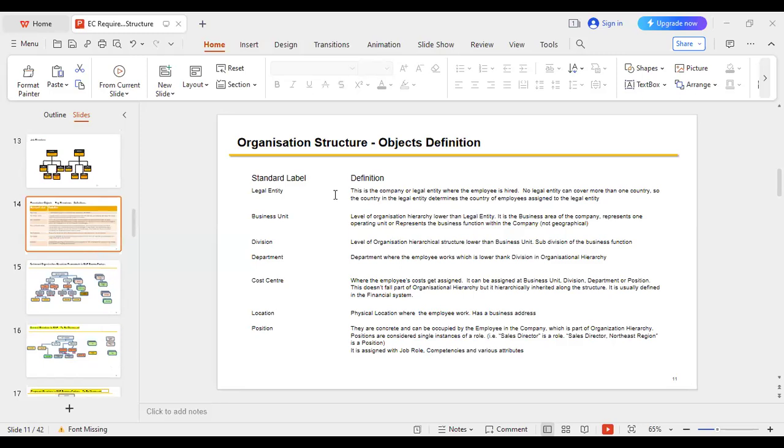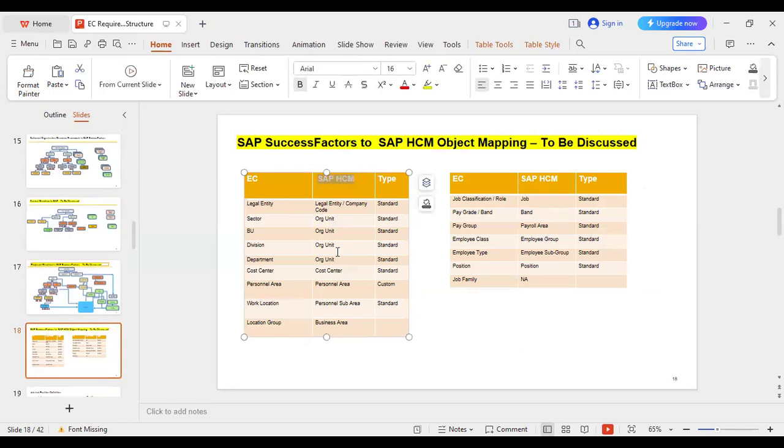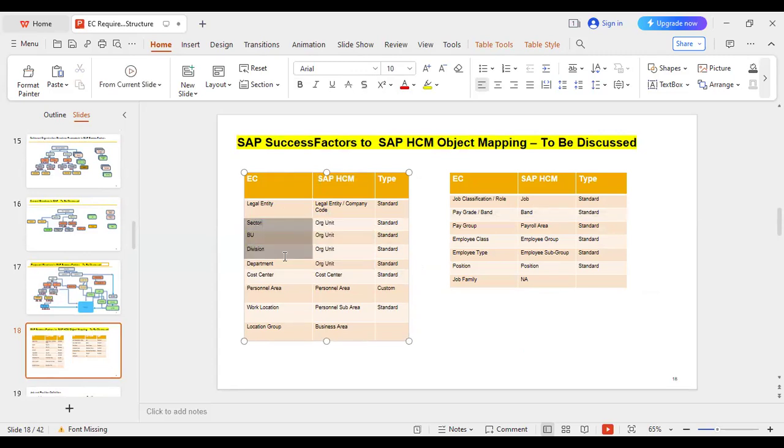So you can see here, this is the SAP HCM. The legal entity company code is the same in SAP HCM, in EC, and in SuccessFactors. The sector we have here is the org unit. In SAP HCM, org unit is defined for these four pointers, but there is only the org unit. That's why confusion is created from their side to this side.